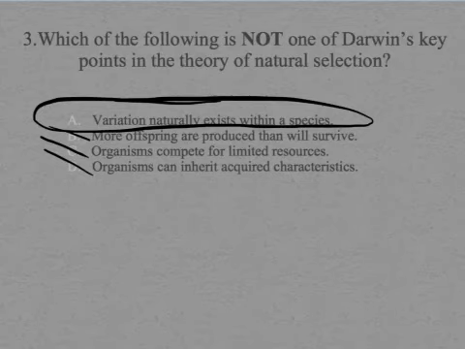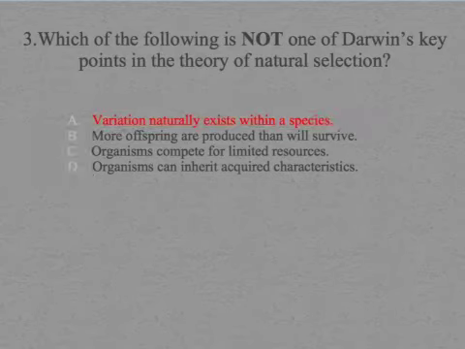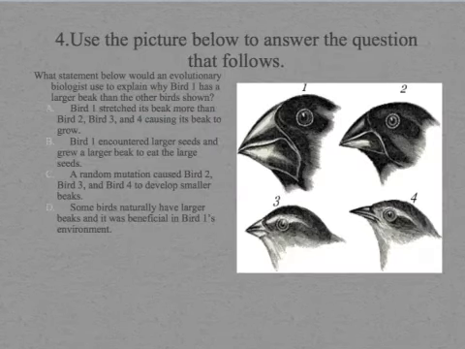Okay? So again, the following is not one of Darwin's key points in his theory. He did not believe that variation naturally exists within a species. Use the picture below to answer the question that follows. Which statement below would an evolutionary biologist use to explain why bird 1 has a longer beak than the other birds shown? A, bird 1 stretched its beak more than bird 2, 3, and 4, causing its beak to grow. B, bird 1 encountered larger seeds and grew a larger beak to eat the large seeds. C, a random mutation caused bird 2, bird 3, and bird 4 to develop smaller beaks. D, some birds naturally have a larger beak, and it was beneficial to bird 1's environment.